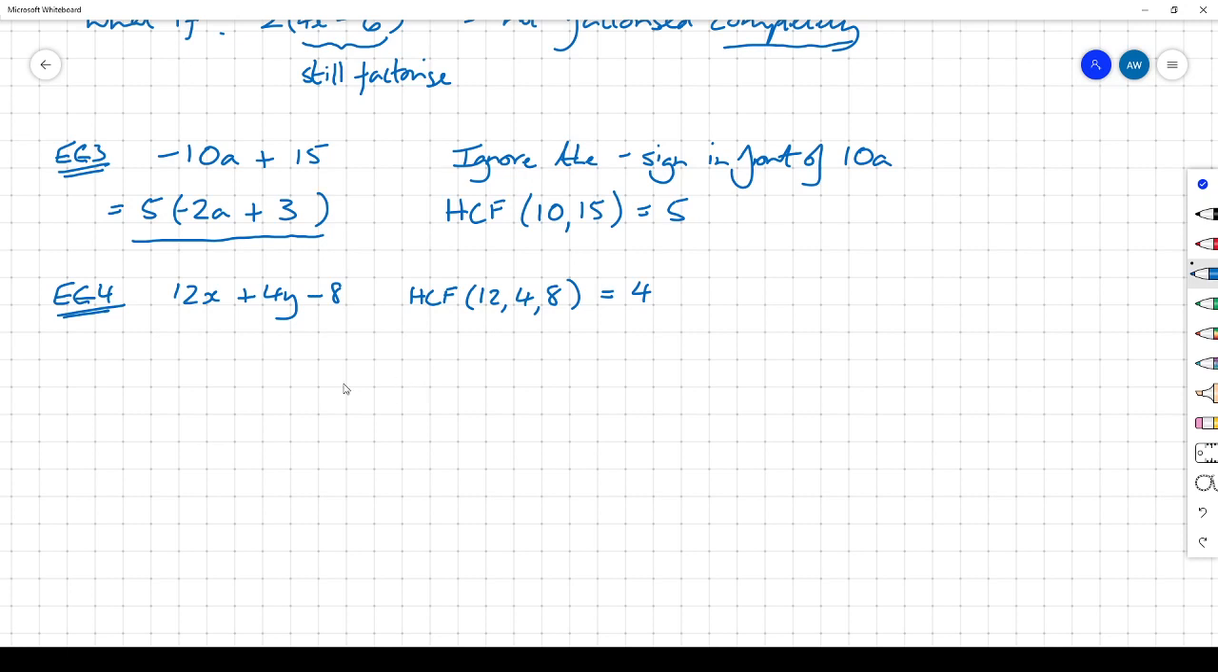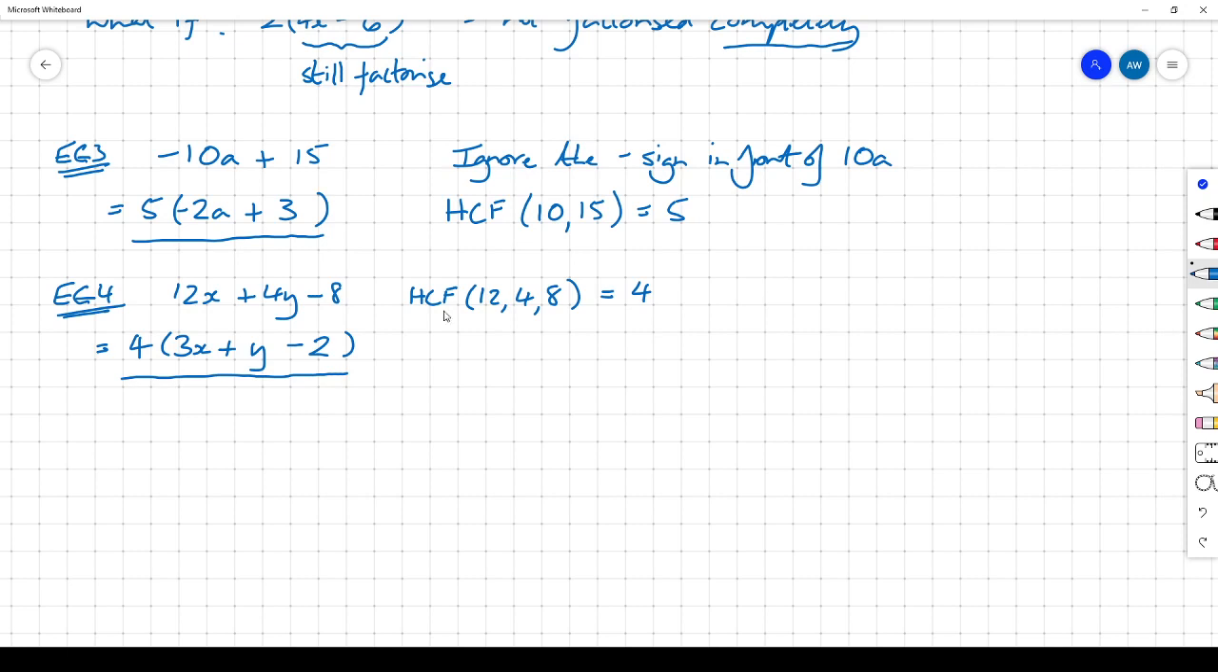Okay, right, so what do we do? Put our brackets, drop the signs in, put the plus there, put the minus there, then we've got 3 gaps, put our highest factor outside. 4 times what gives me 12x, 4 times 3x will give me 12x, 4 times what will give me 4y, well, that's just y, 4 times y is 4y, and 4 times what will give me 8, 4 times 2 will give me 8. And there we have our fourth example and that expression factorised.